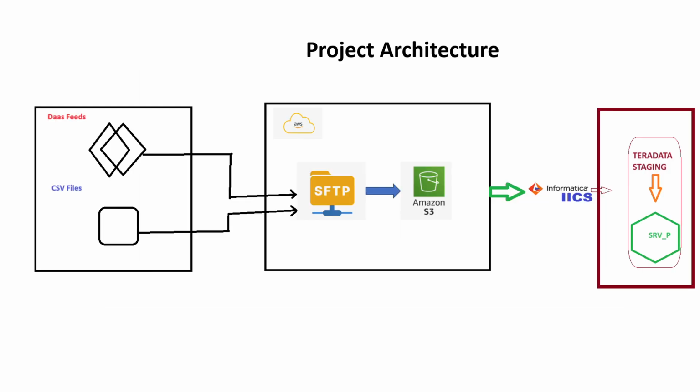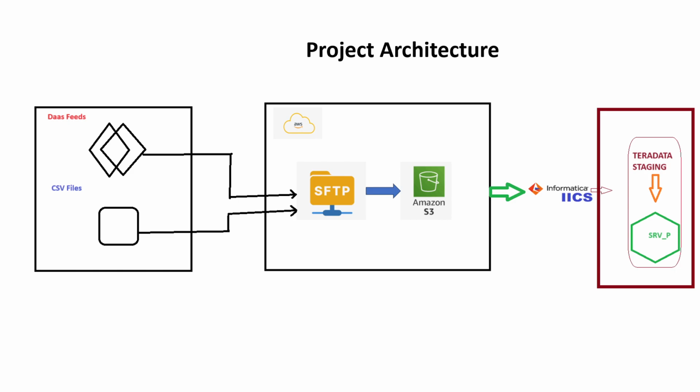So this is the project architecture. This project is basically about creating a data warehouse. We consider Teradata as the data warehouse here. We receive the data from a third party, DAS, who provides the CSV files to the SFTP in the client environment.